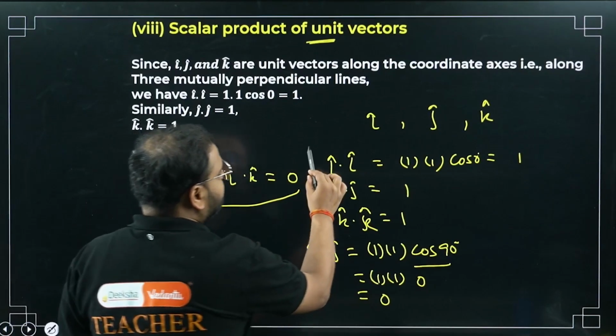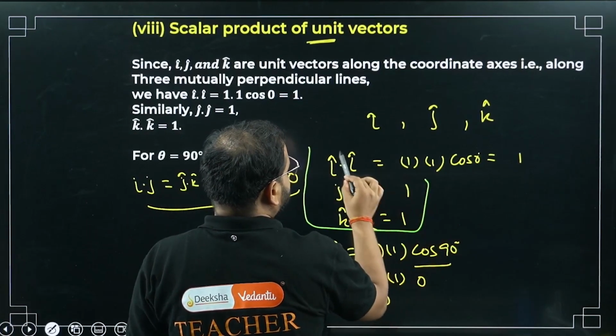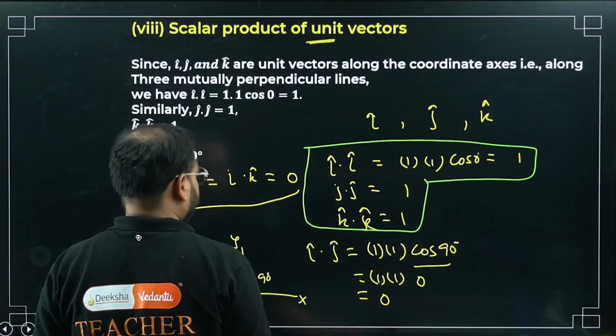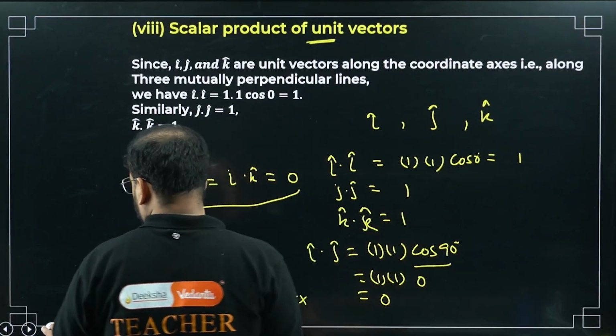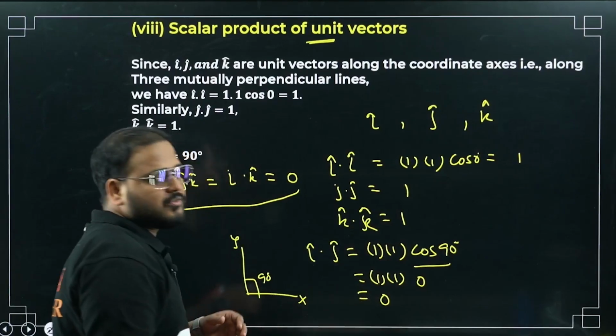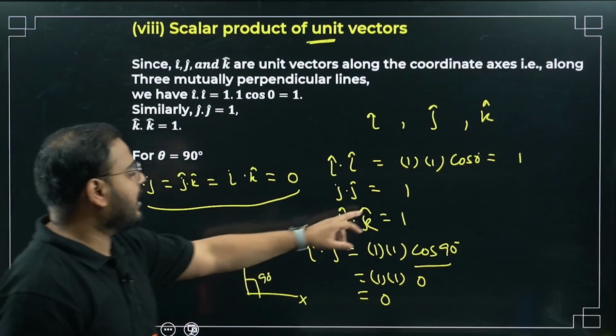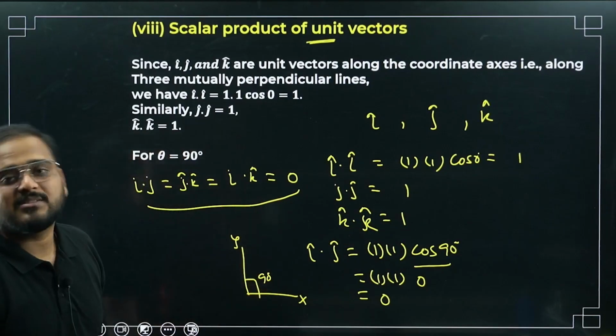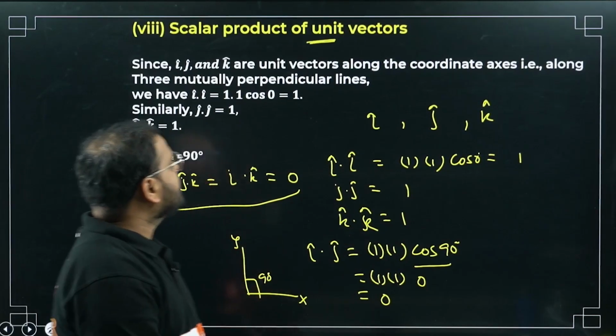If this is there, then it's always 1. Apart from this, every other case will be 0. Only this case it will be 1, other case will be 0. Pardon me. Okay. Very simple.